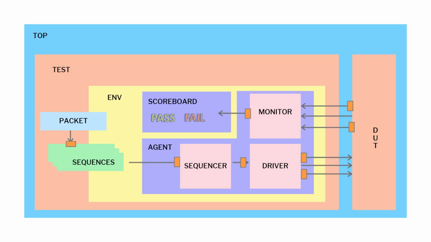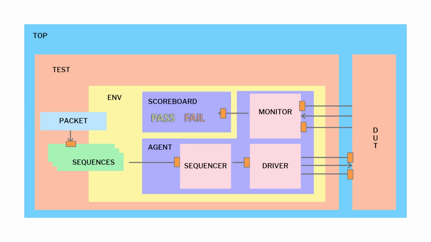Packet contains the signals, that is the variables that need to be toggled in the DUT. The sequencer will take the sequence one by one and send it to the driver. The driver will drive the packet on the DUT through an interface. We will talk about the interface in future videos. The design will receive some input values and will generate an output for it.